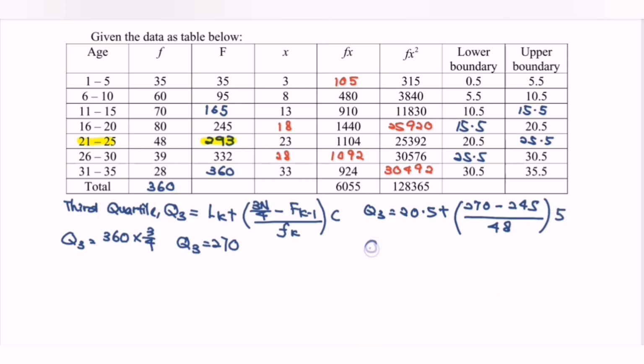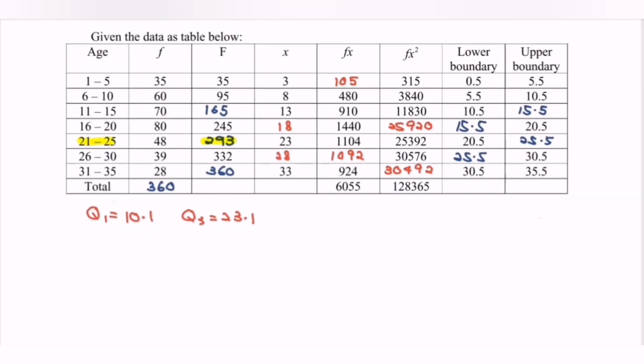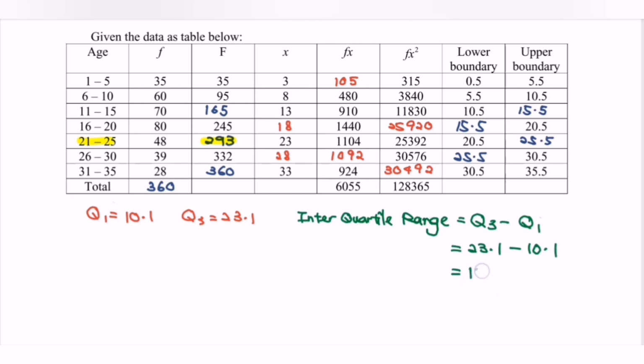So from here, Q3 is equal to 23.10416. Round up the situation. So Q3 will be equal to 23.1. So that will be the situation. Next, what we have to do is to determine the interquartile range. What is the formula for the interquartile range, which is Q3 minus Q1? So the interquartile range will be 23.1 minus 10.1. So the interquartile range will be 13.